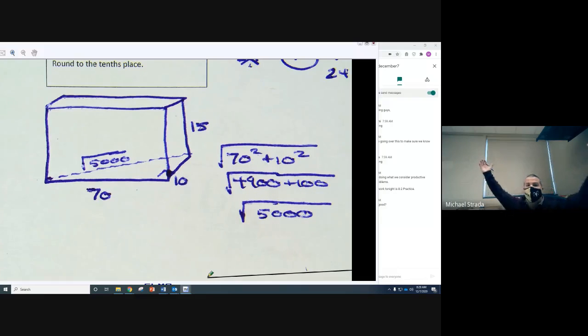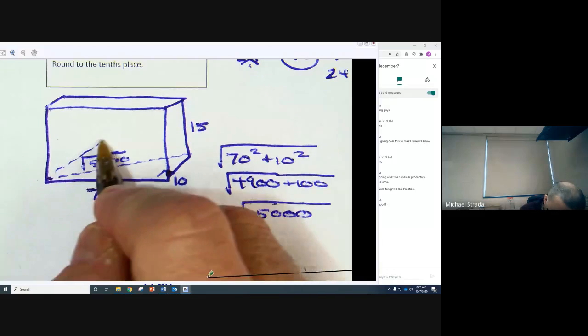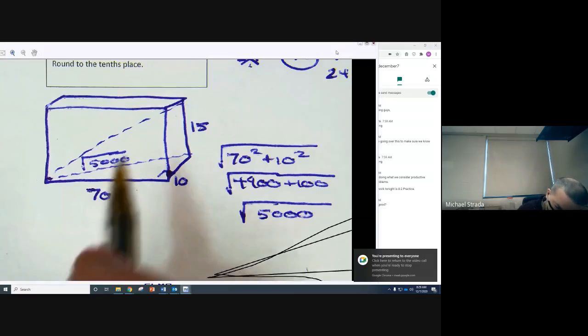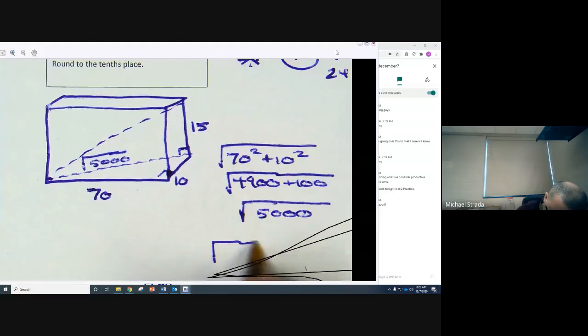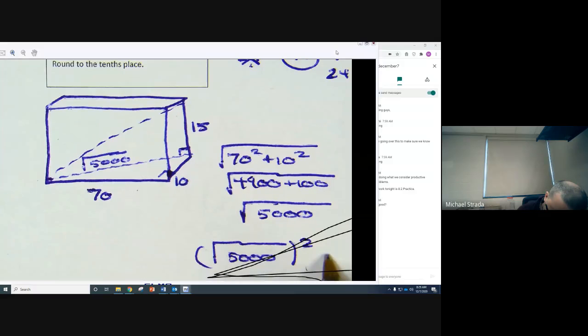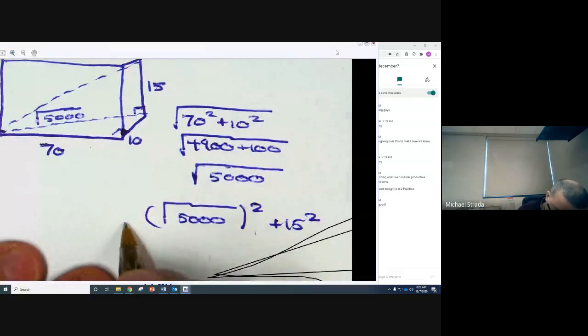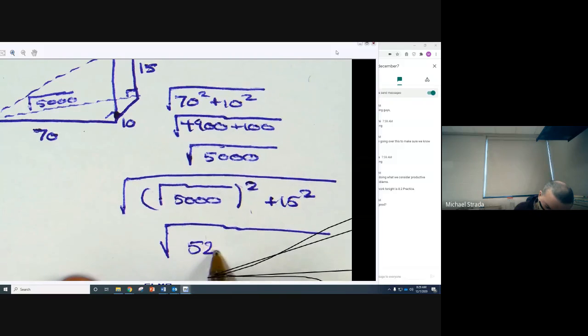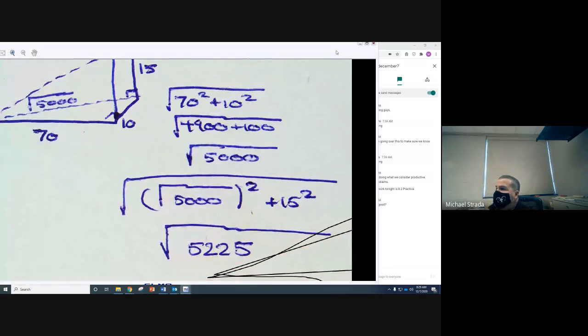Then to get the diagonal of that, I'm going to do the right triangle that's right in the middle of the room. In other words, this one. So I'm going to do this one now. And that's the square root of 5,000 squared plus 15 squared, underneath a square root. I leave the 5,000 as a square root because what happens when I square a square root? What do they do to each other? Cancel out. And I'm going to have the square root of 5,225. And then what am I going to do in my calculator for that? The square root. So square root of 5,225, a lovely palindrome. And I get 72.28.